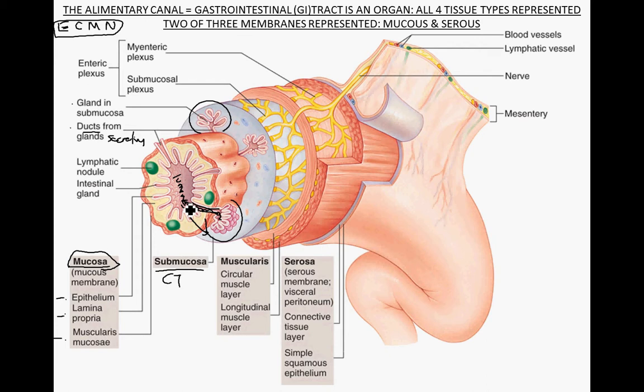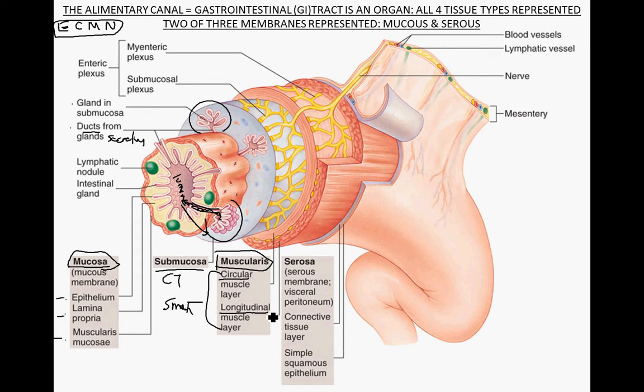Deeper to the submucosa then is the smooth muscle layer, right? So this is the muscularis tunic. And again, this muscular layer here, this is smooth muscle. So you have the circular muscle layer and the longitudinal muscle layer. So if you remember back to smooth muscle, there are two layers there, a circular and a longitudinal.